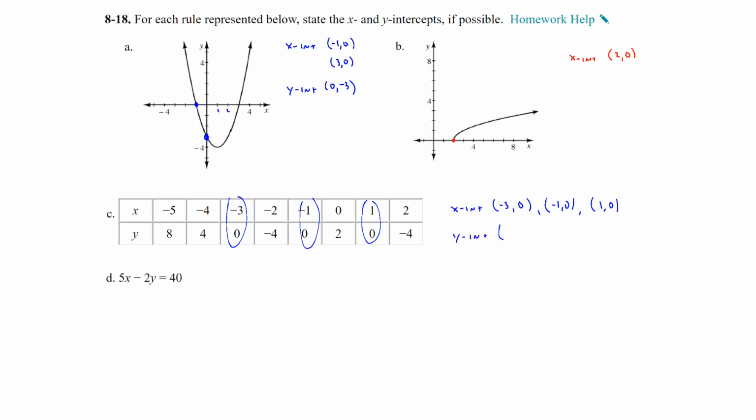And then do we have any y-intercepts? The y-intercept is when x is 0. So look for when x is 0. And it looks like we have 1 at 0, 2.